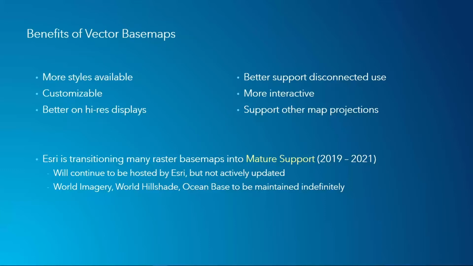So the more popular base maps, such as world topography and streets, those will be maintained. Those will be sort of the last ones to translate over into mature support. And there will be a few that we can't move off the raster format, like world imagery, hillshade, and the ocean base. Those will be maintained indefinitely because they don't work in the vector tile format. But just a note, we want to make sure everyone's aware that this change is happening, and want to encourage you to move over to vector-based maps in your web maps.